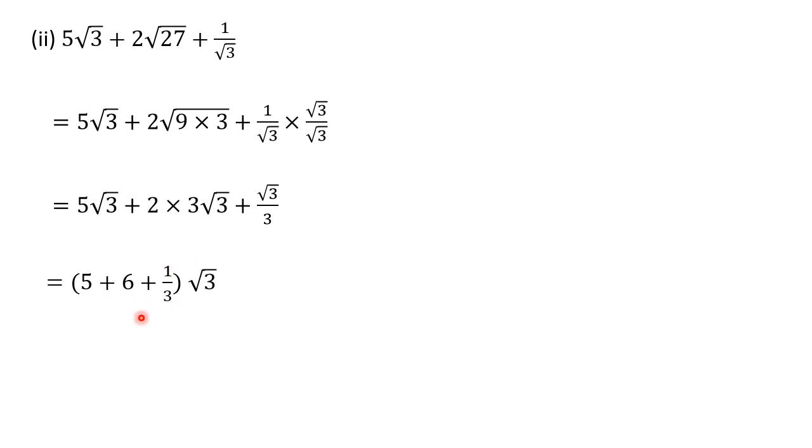Now let's add this. You know that if we want to add the fractions, the denominator should be same. So here denominator is 3, but here it is not 3. So we have to make it 3. So here both the places we have to multiply by 3. So what we will get? 15 plus 18 plus 1, the whole divided by 3. So 15 plus 18 is 33 plus 1, that is 34. So our answer is 34 root 3 upon 3.